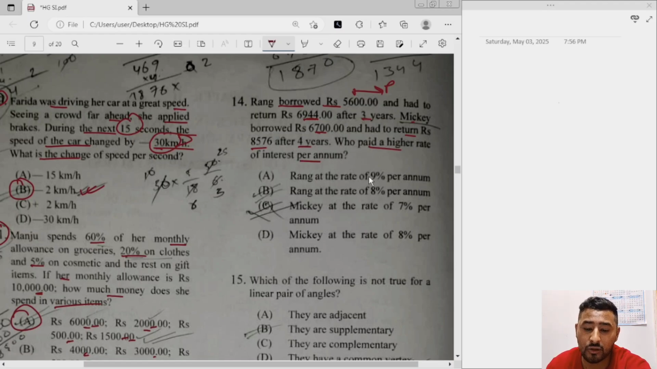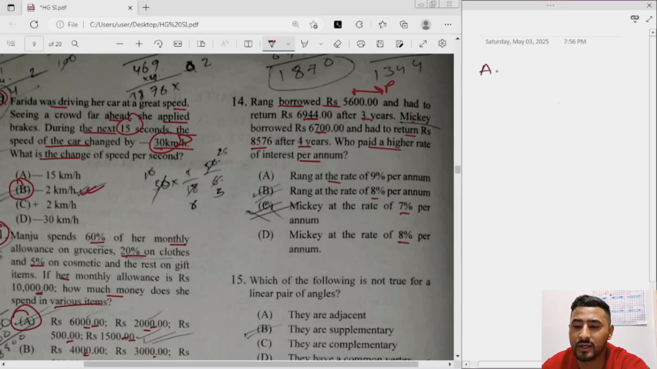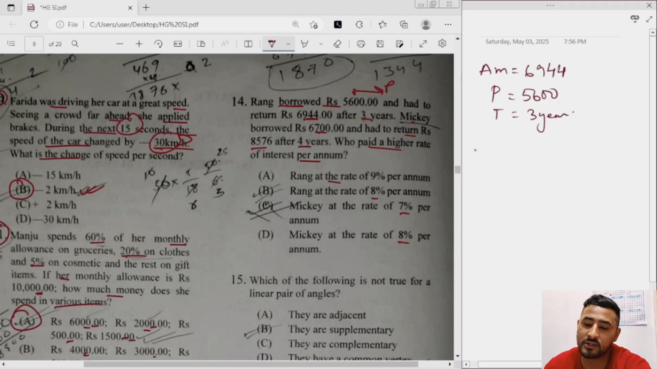So let us see the options, according to the question. Rang at the rate of 9%, 8%, 7%, Mickey 8%. So see, these are totally different options. There are no option A, B together. So let's find only for one. Let's find only for Rang. Let us see. So amount given is 6,944, and principal is 5,600, and time is 3 years. Done. So use the same formula.